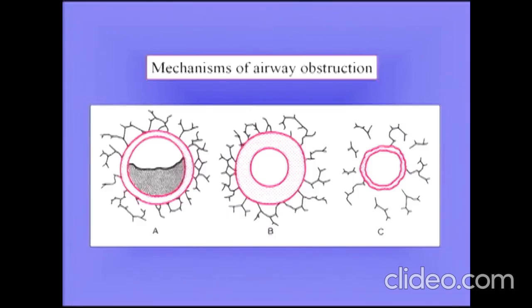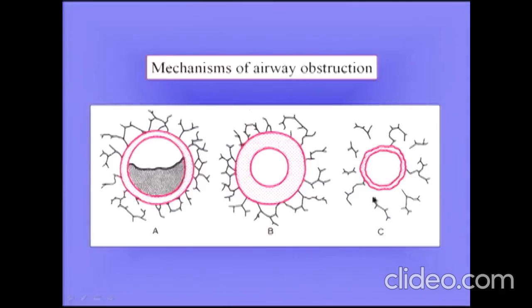The next, in the center here, is obstruction caused by an increase in thickness of the airway wall. This can be caused by inflammation, for example, in chronic bronchitis or asthma. Also, there can be hypertrophy of bronchial smooth muscle in asthma, or hypertrophy of bronchial mucus glands in chronic bronchitis. All these can increase the thickness of the airway wall.